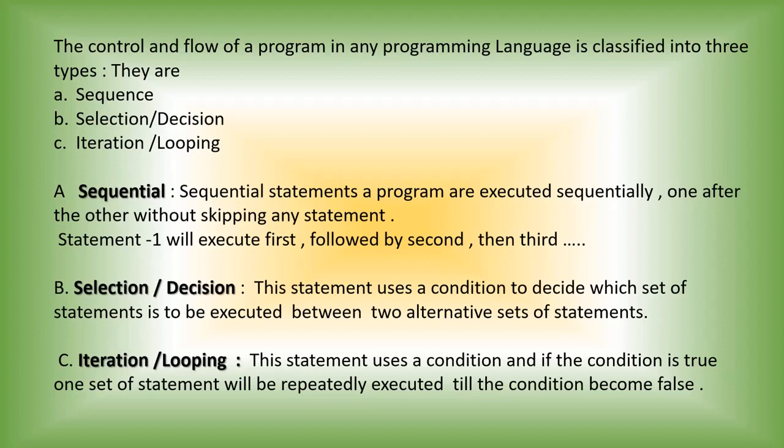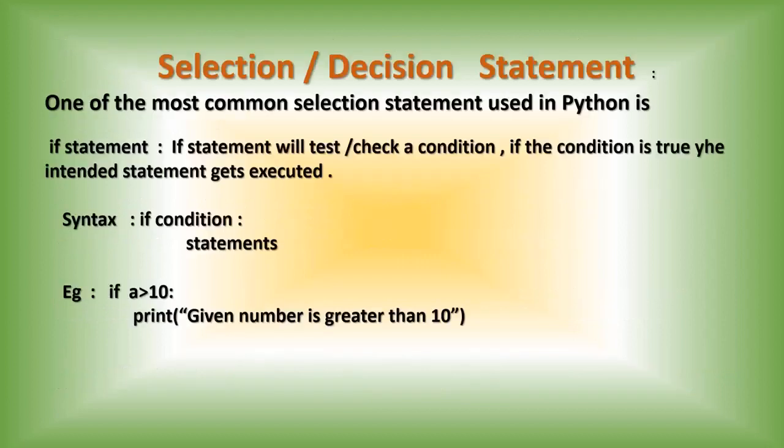And the next one is selection. Selection, I told you, you have to specify a condition. If the condition is satisfied, one set of statements will be executed. If it is not satisfied, another set of statements will be executed. Python supports the if statement. The if statement is a selection statement or decision statement. If is a keyword, small letter if. By using the if keyword, you can specify a condition.